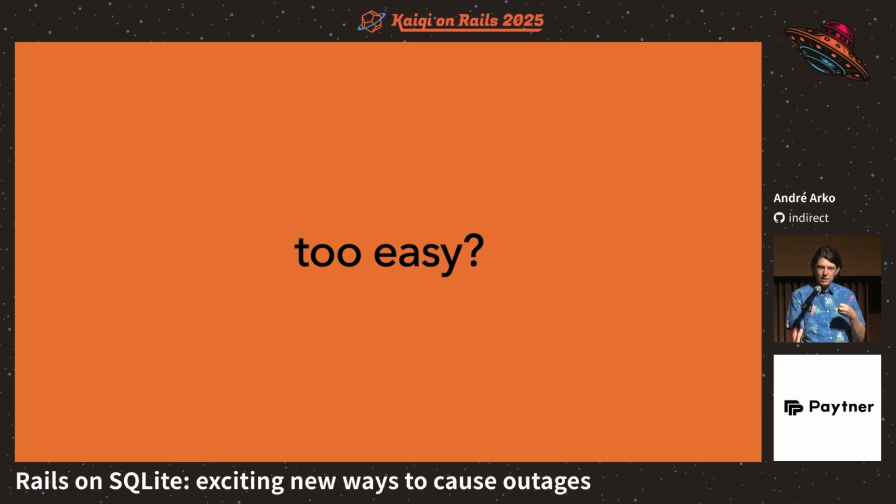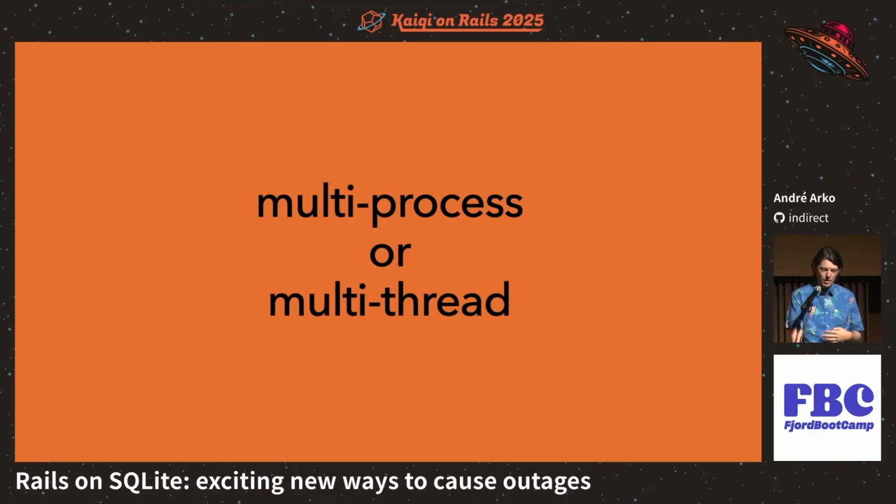SQLite being in process raises a new problem though. Like what if your background job needs to update a model? Like you're probably used to deploying your background workers to a separate container from your web workers. And you can kind of see that's not going to work anymore because your background workers need to be able to read and write this same single file that your web server is also reading and writing.